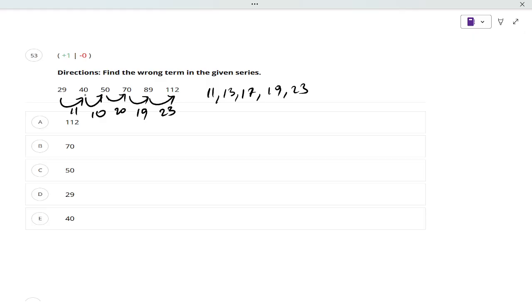11. Now if we add 13, this becomes 53, and if we add 17 to 53, are we getting 70? Yes, that means 50 is the wrong one. This one should be 13, and this one should be 17. So 50 is the answer.